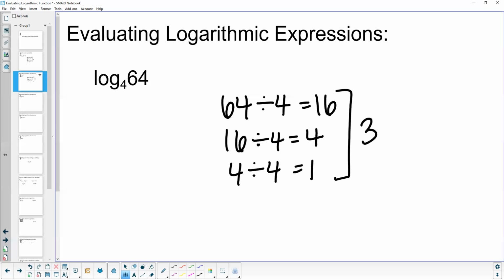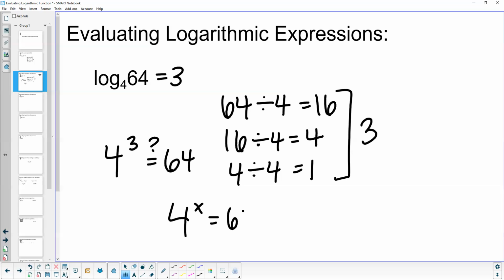Now, how can I check to see if that's right? Well, remember, we can always rewrite a logarithmic function as an exponential. So we need to ask ourselves, is 4 to the power of 3 equal to 64? When we try that in our calculator, the answer is yes. So what we're trying to do here is figure out basically 4 to what power is equal to 64, because that's what we're going to find.